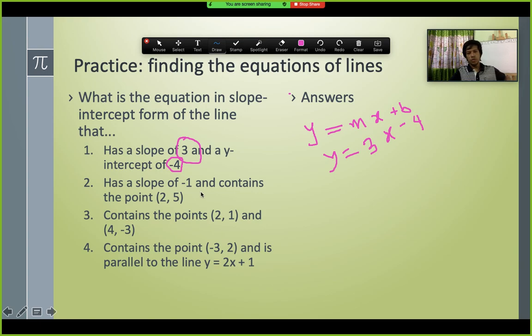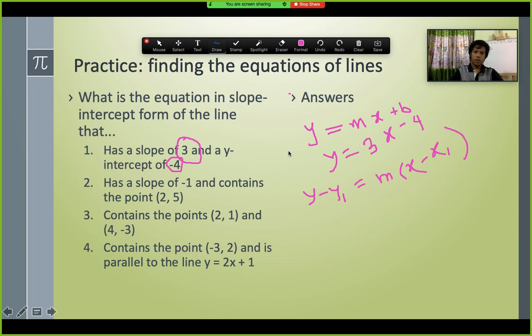Has a slope of minus 1 and contains the point 2, 5. So that means this is what? They're talking about the equation of the line where one point is given and slope is given. That means the point slope form of the equation that we have seen in some other sections. Point slope form means y minus y1 equals m into x minus x1.